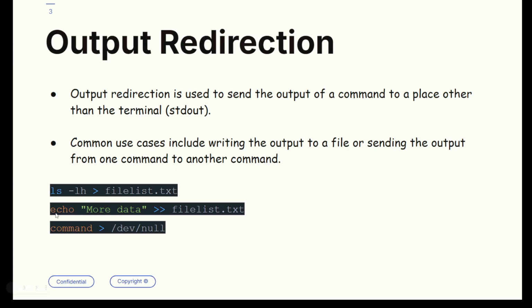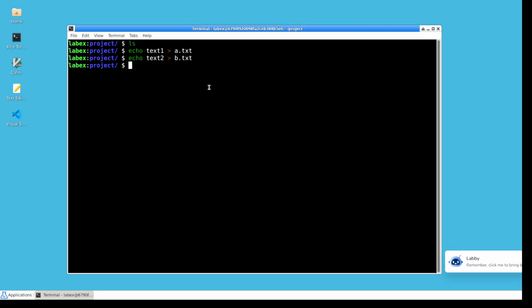So this is the example. Let's see it on the terminal. So this is our terminal. I have created two files. If I run ls, you can see we have two files, a.txt and b.txt. Let's see what the content of a.txt is. So the content of a.txt is this, and the content of b.txt is this.